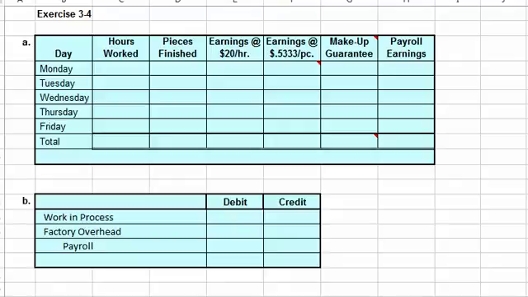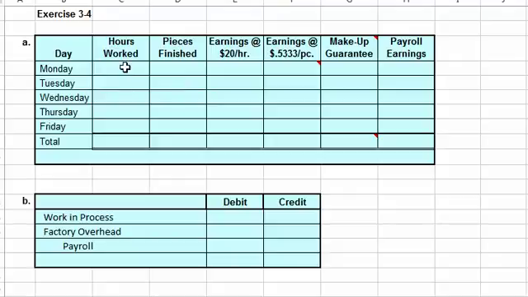Okay, now what's going to happen, you guys? She gets $20 per hour regardless. If she's over 300 units, she gets more than that. She gets some extra per piece. But if she's under 300 units, then the cost for those units that she was under by goes to factory overhead instead of work in process. So I think it'll make sense as we go through it.